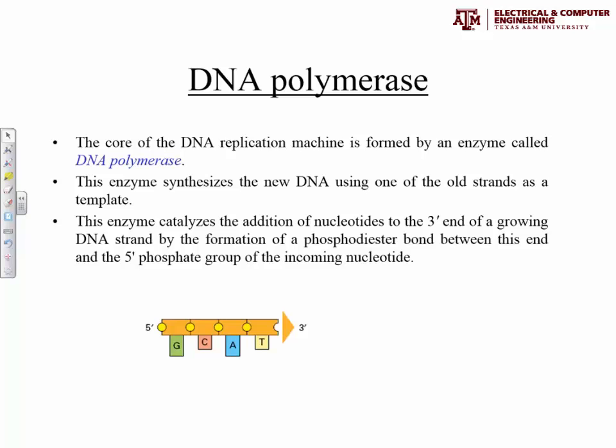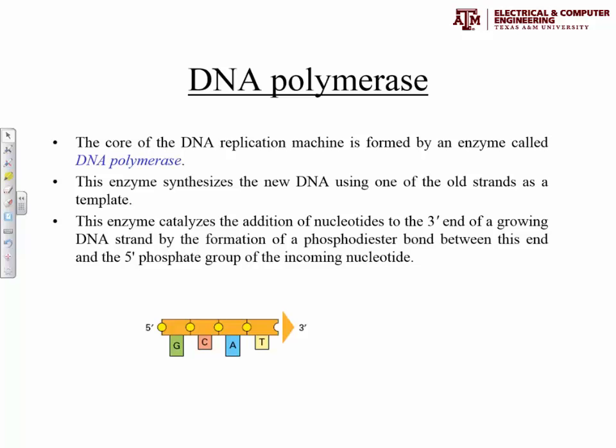Now the core of the DNA replication machine is formed by an enzyme called DNA polymerase. If you remember in the last chapter, we talked about proteins that synthesize polymers. They are called polymerases. DNA polymerase is a good example of that. So this enzyme synthesizes the new DNA using one of the old strands as a template. If you have this as a template strand, DNA polymerase is going to get on this and start making the complementary strand.